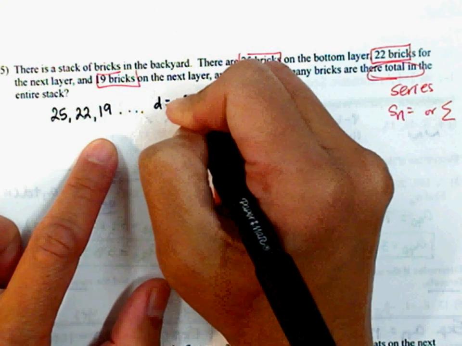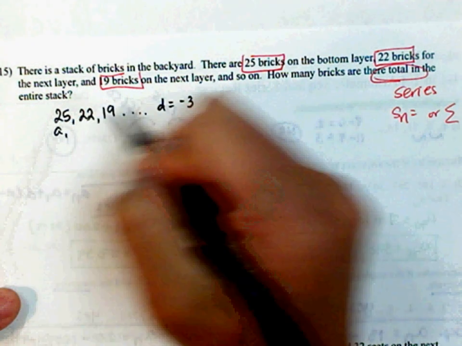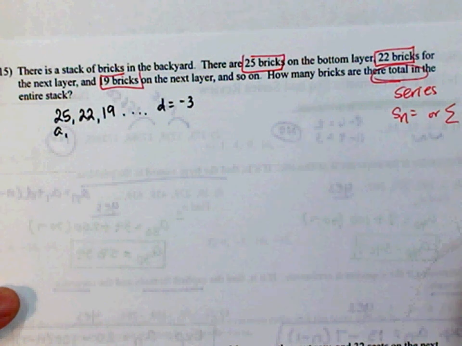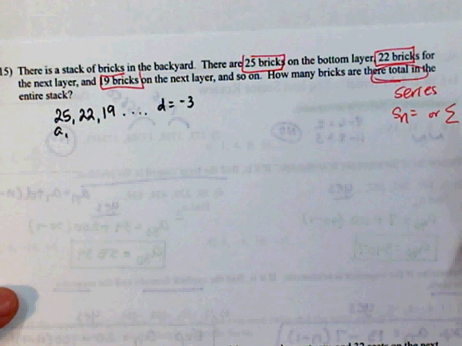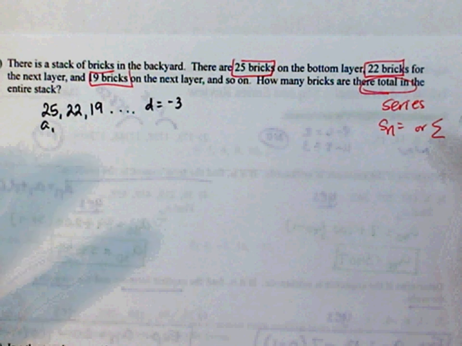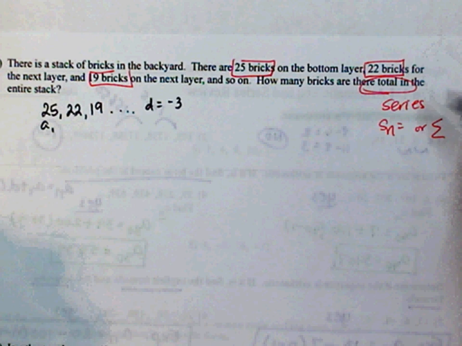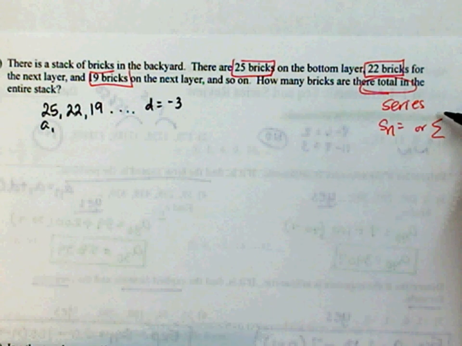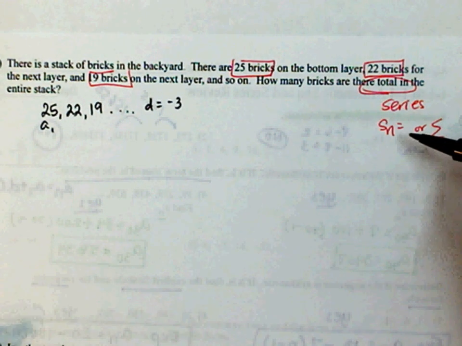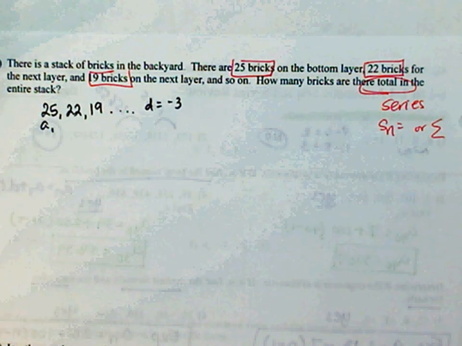If I'm looking for a series, I have a first term and a D. What would be the easiest thing to do? They're talking on the bottom layer. You could use your sigma. If you did the sigma, you don't know how long this is going to go. If you did the S of n, you know your first term and don't know your last term. So you're not going to be able to use any of the formulas. You're just going to have to do this by hand.